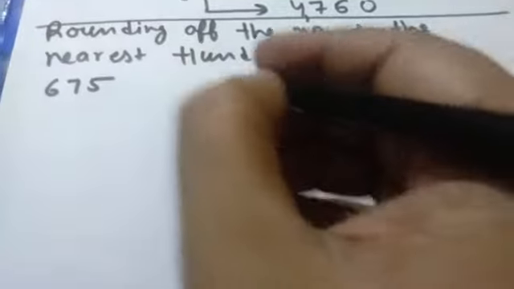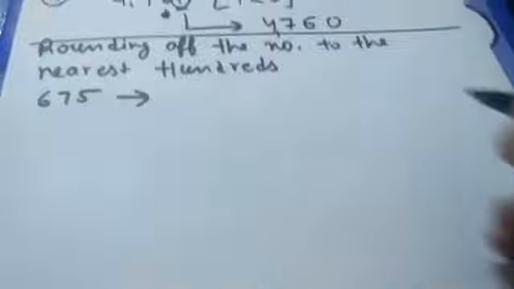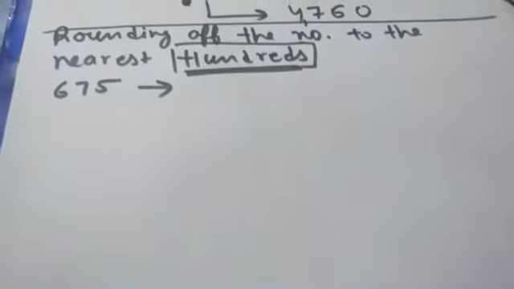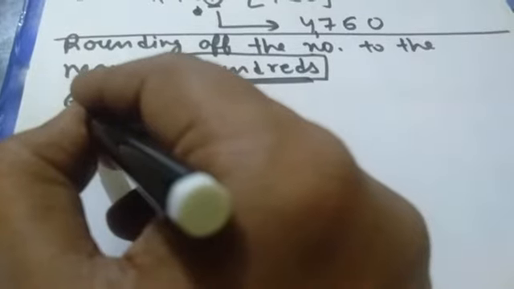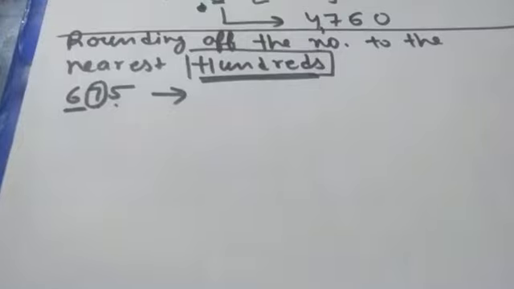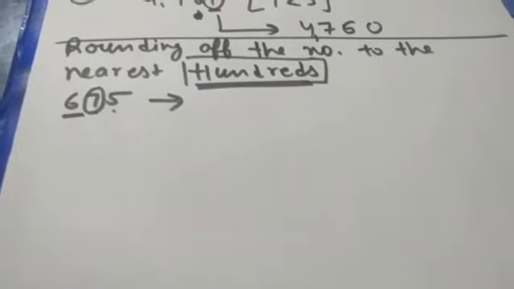Taking some examples, 675. Now you have to understand which digit we have to round at. Nearest hundred. Start reading the number: ones, tens, hundreds. So we have to round off the number 675 to the nearest hundred. So our observing digit will be the tens place.